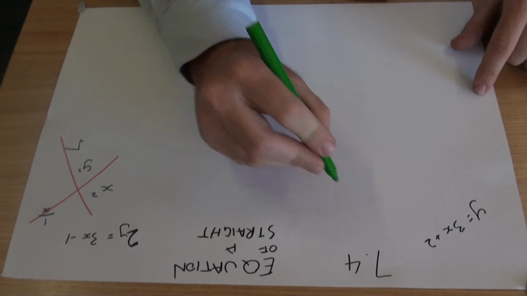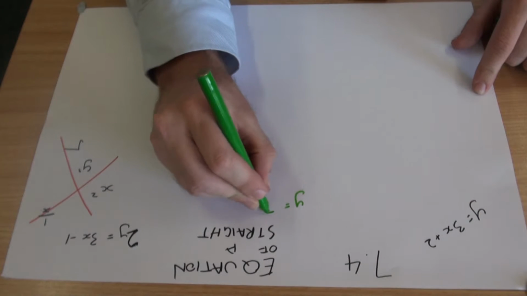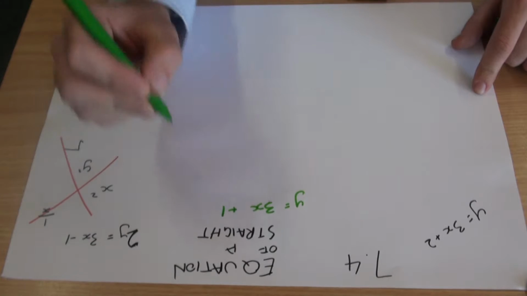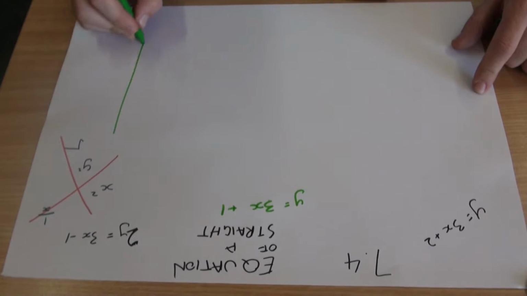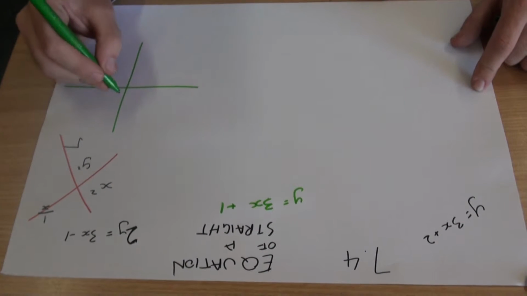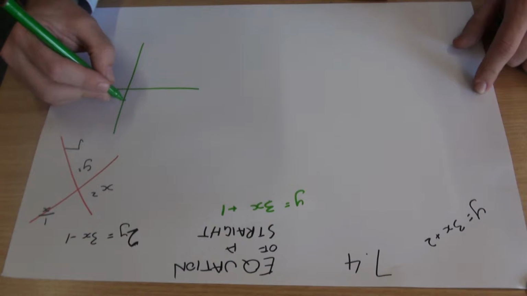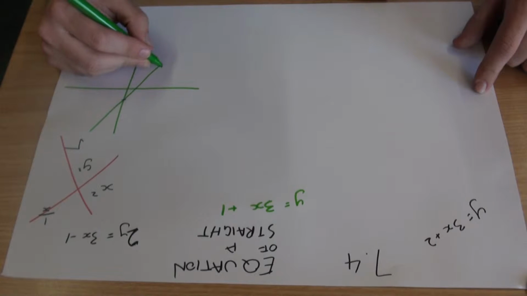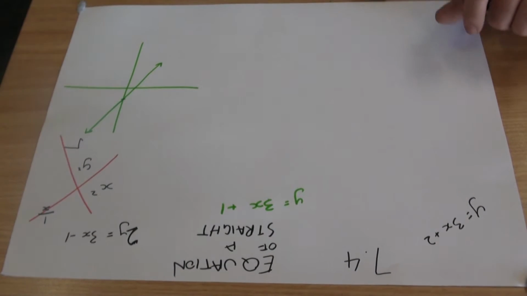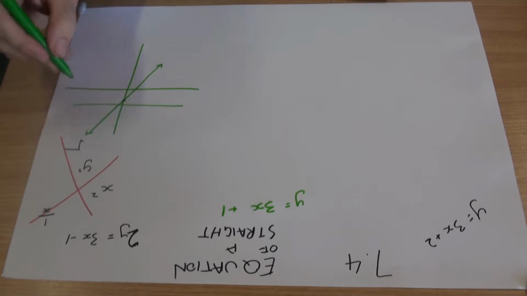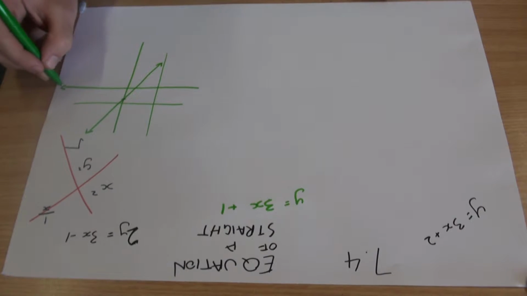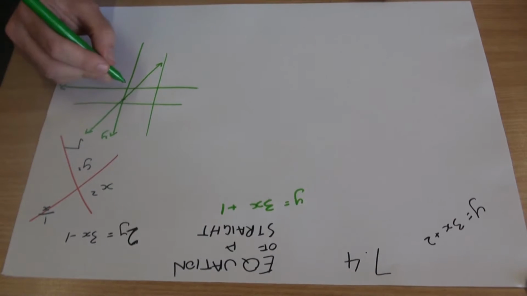Okay, so we can have a straight line like y equals 3x plus 1. And we can draw that. It's going to be something like that. Alright, there's our straight line. Angles, horizontal straight lines, vertical straight lines, all these different things we're talking about today.